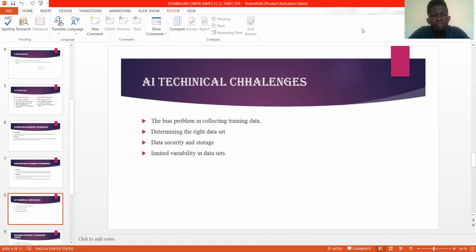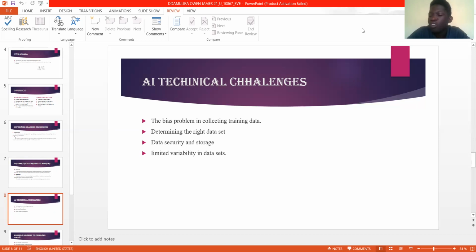Then I come to AI technical challenges. Here we are talking about the fuel of artificial intelligence. What do I mean by the fuel? Remember, you cannot drive a car without fuel, yeah, you cannot drive. So you cannot do artificial intelligence without data. We cannot do artificial intelligence without data.